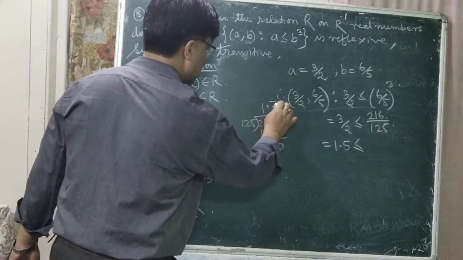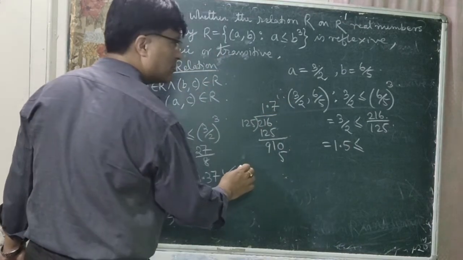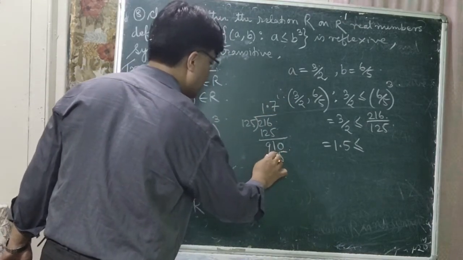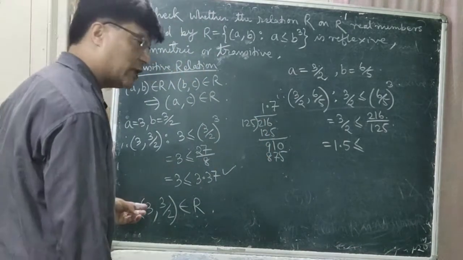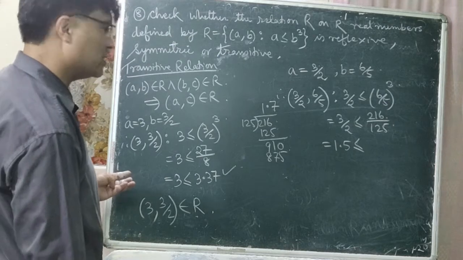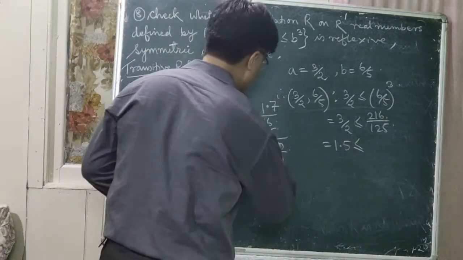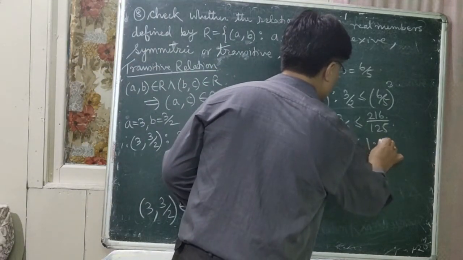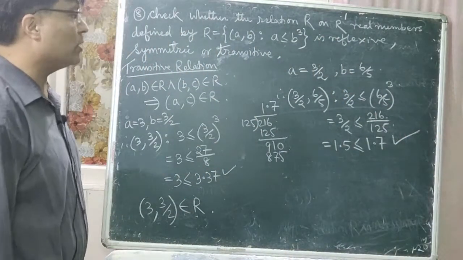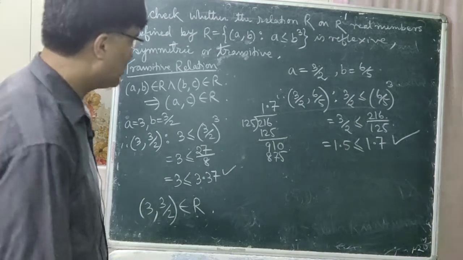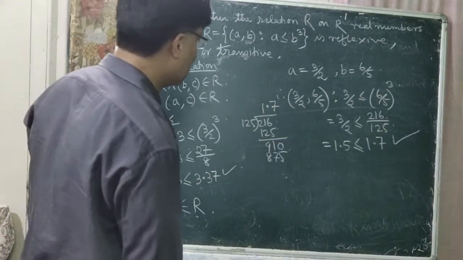7 times, isn't it? 7 5s are 35, 7 2s are 14 plus 3 is 17, 7 1s are 7 plus 1 is 8. Okay, approximately it is 1.7. This relation also holds good. That is, 1.7 is greater than 1.5, right? So I think you have understood it.